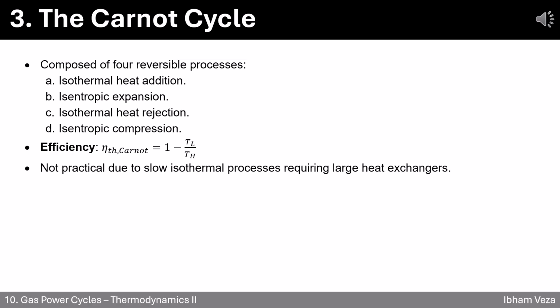The Carnot cycle gives us a simple and powerful efficiency formula. It only depends on temperatures, not the working fluid or pressure. The higher the temperature difference, the better the efficiency. But here's the catch. In real life, Carnot cycles are not practical. Isothermal processes are very slow because heat transfer at constant temperature requires massive heat exchangers. That's why real engines use faster but slightly less efficient cycles like Otto or Brayton. Think of Carnot like an unreachable goalpost. It shows us what's theoretically possible, but not what's practical.